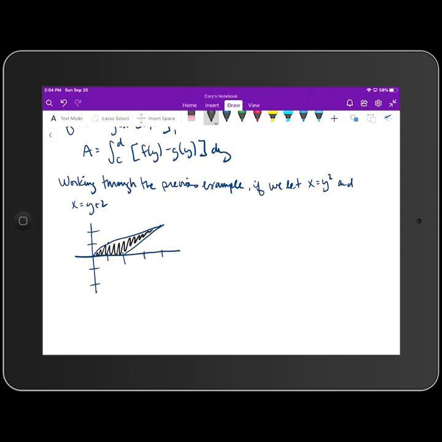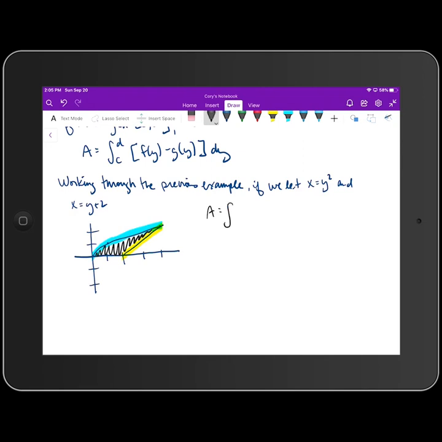Okay, when you integrate with respect to y, the larger function is going to be the function that bounds the area on the right-hand side, which is the line that we have highlighted in yellow. And the smaller function is going to be the function that bounds the area on the left-hand side, which is that curve. So what we're going to do now is set up an integral expression that is going to calculate the area of that region with respect to y.